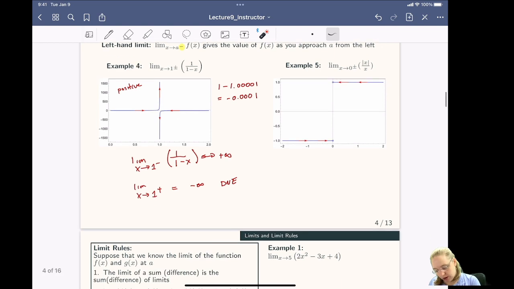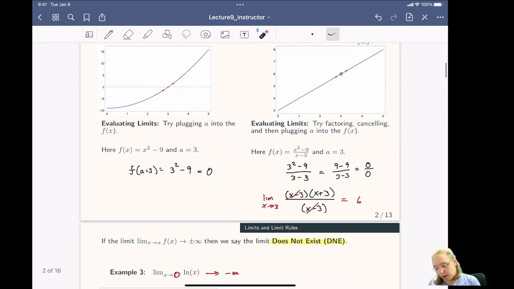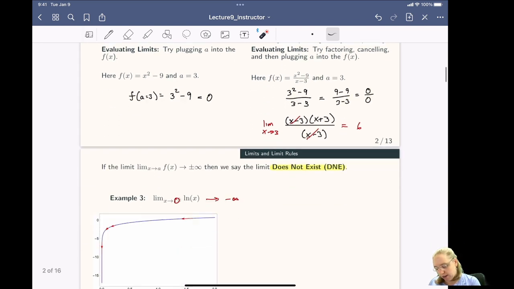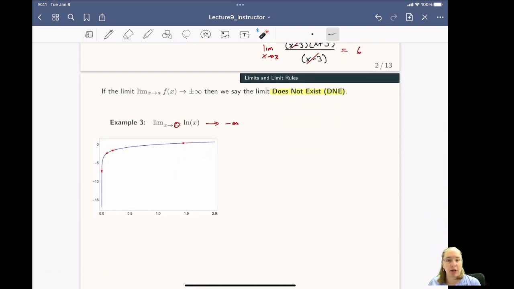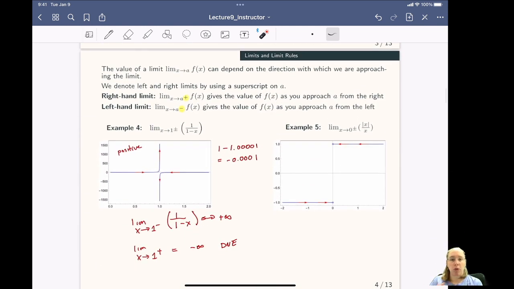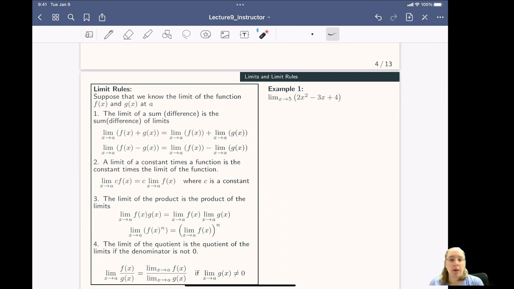All right, so there's a lot of different things that we've covered already. We've talked about how to evaluate limits in different ways. So you can either simply plug in the value of a, or you can try to cancel first and then plug in the value of a. Sometimes limits don't exist and they fly off to infinity. And sometimes it matters whether you approach the limit from the left or from the right. All right, now let's introduce a series of limit rules that you can apply to any function to help you find the limit.